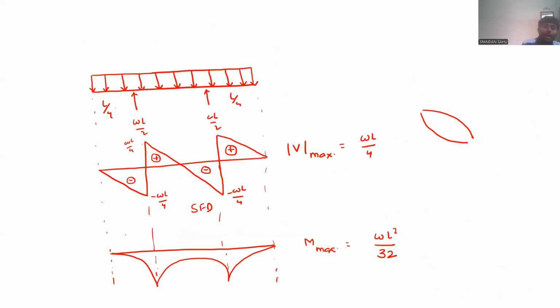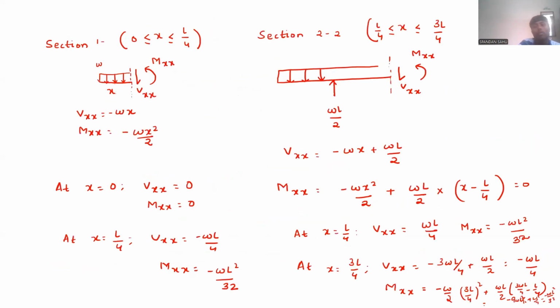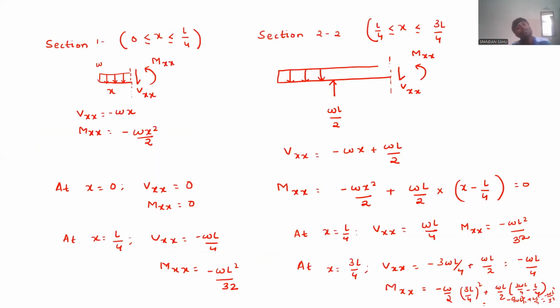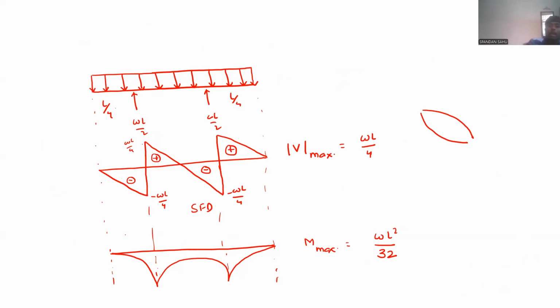Now, we have calculated the absolute maximum shear force and maximum bending moment that is occurring for the given beam. Now, we have to determine the maximum value of shearing stress and normal stress in the beam. Now it is relatively straightforward.